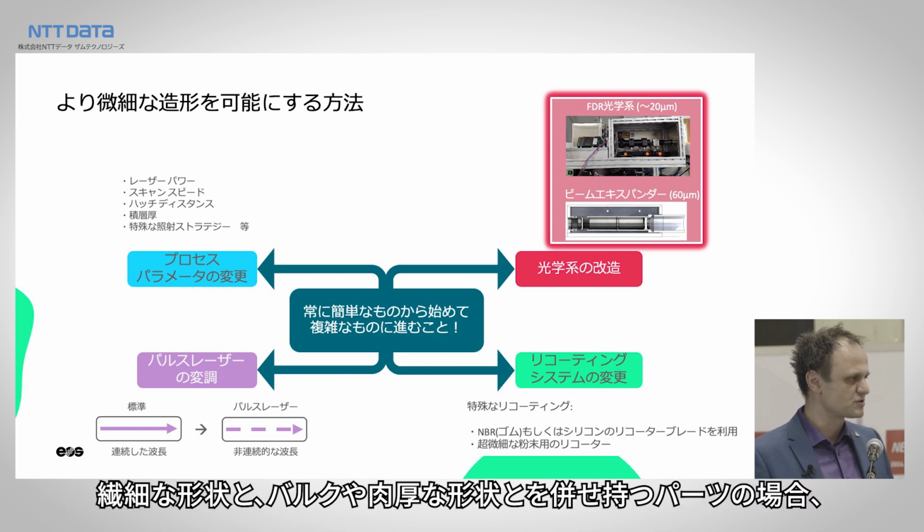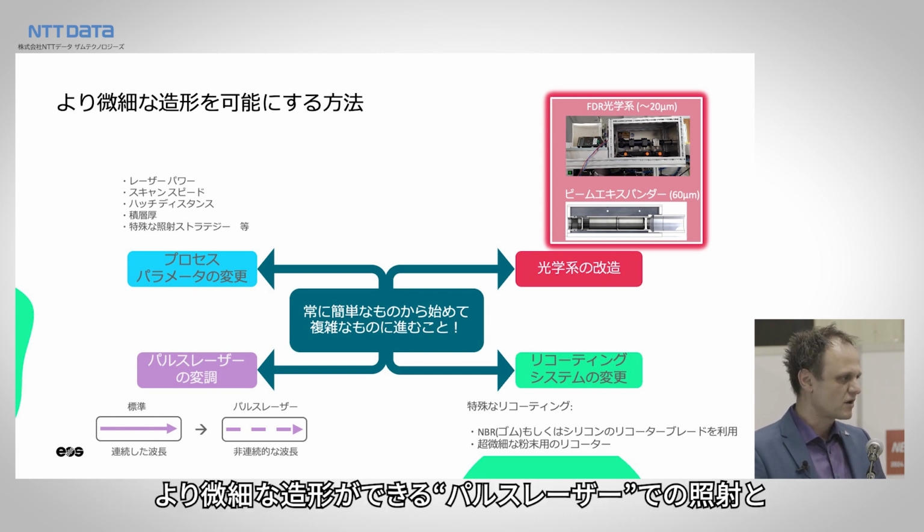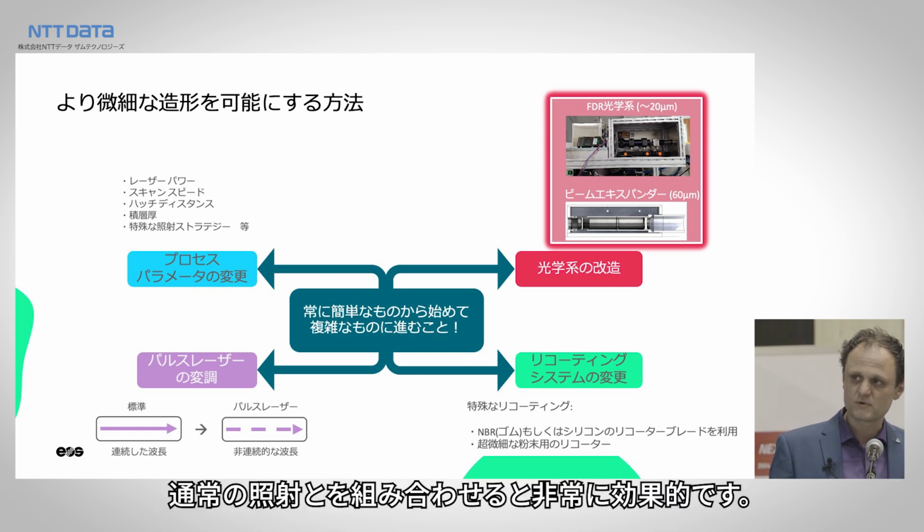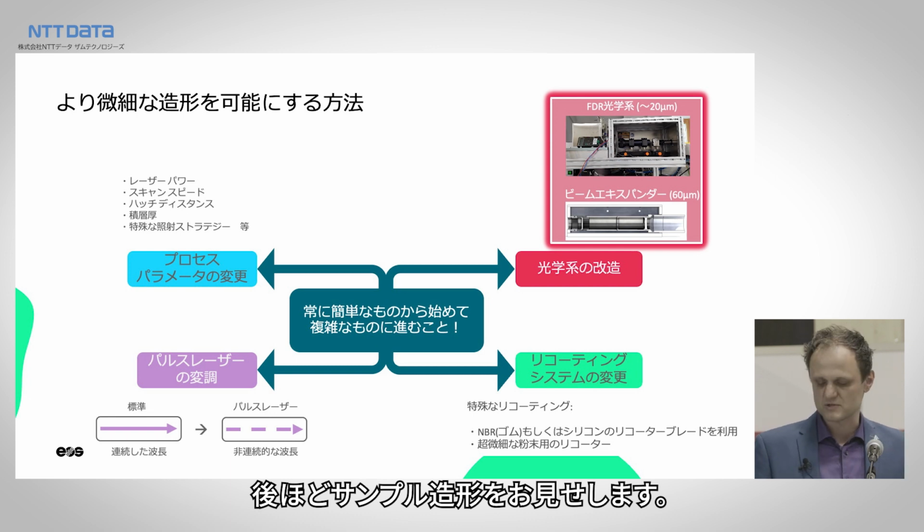So if you have a geometry that has bulk and thick features, but also intricate fine features, you can combine those 2 worlds. It's not a problem at all within EOS Print software to have those 2 or even those 3 systems or technologies combined. So all of that is possible.